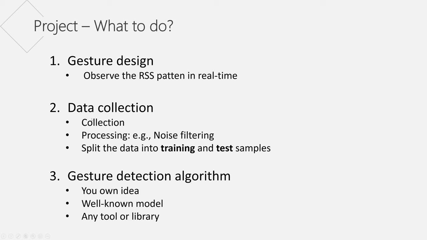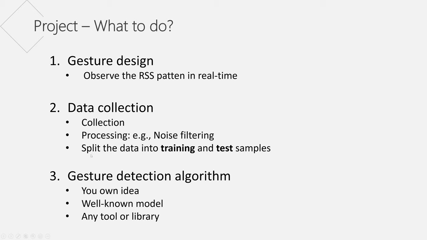And the second part will be the data collection. Just collect the data as we did in the previous lab, use Wireshark or network monitor to make sure you get as many packets as you can. And you can also do some processing for your data, such as noise filtering. You can do your own research on this part. There are lots of ways to do the processing.